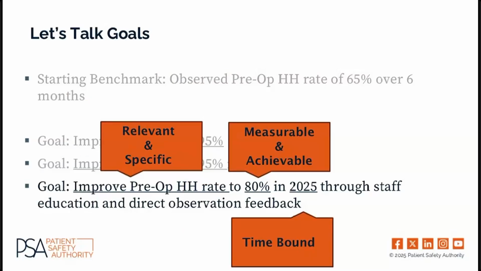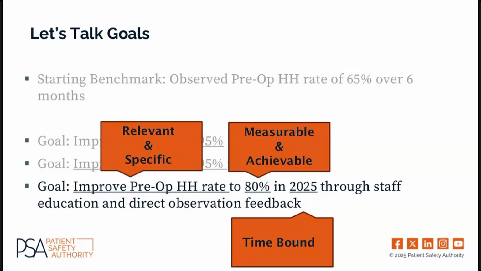So a good goal would be to improve pre-op hand hygiene rates to 80% in 2025 through staff education and direct observation feedback. So we're saying here again that we want to focus on our hand hygiene. We know specifically that we're working on it in pre-op because that's where we've seen the lower compliance rates. We're going to change our goal from 95% to 80% because it's measurable, but it also is a little bit more achievable.